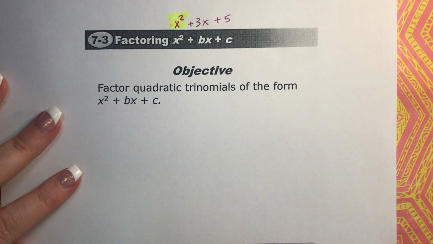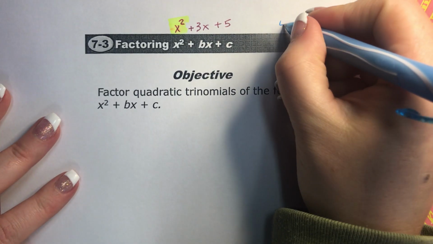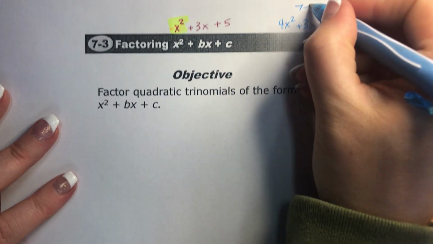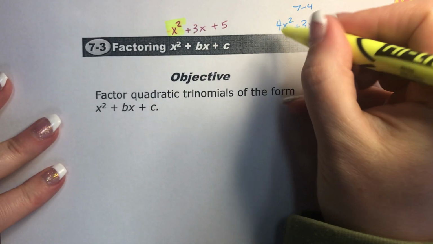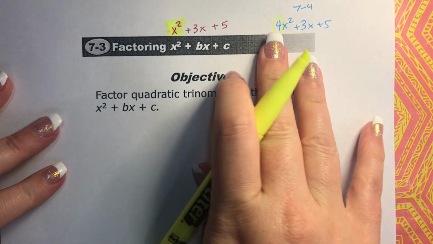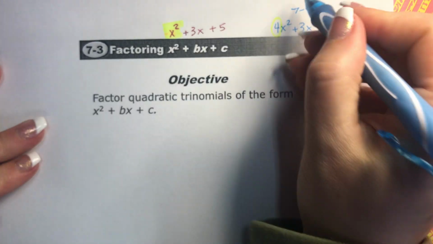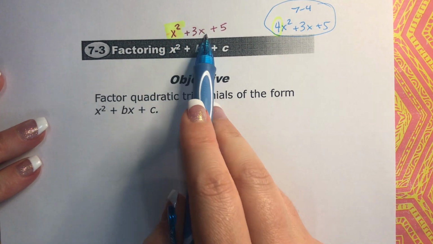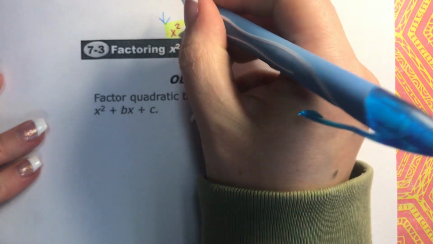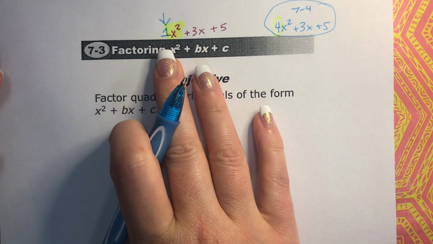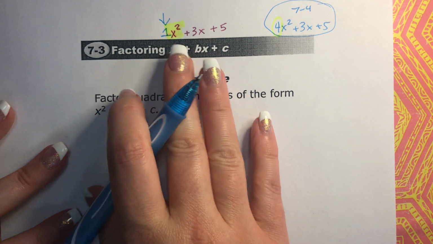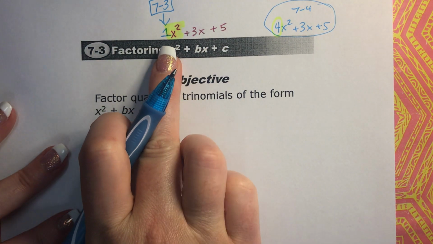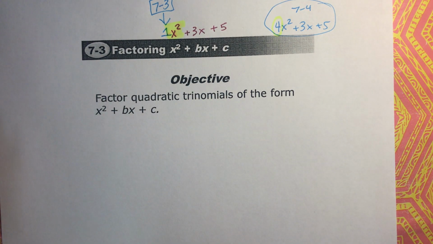In the next section, you'll be dealing with something like this, where there'll be a number in front of the x squared. That's slightly more complicated, but that's the next section. The main thing about this section is we're going to be looking at trinomials with a 1 in front of the x squared. However, we don't write a 1 in front of it. It's just x squared. So that's the big 7-3 thing to look out for: trinomials with just a 1 in front of the x squared, which isn't written.